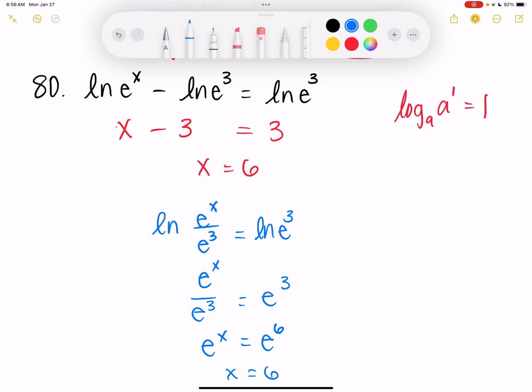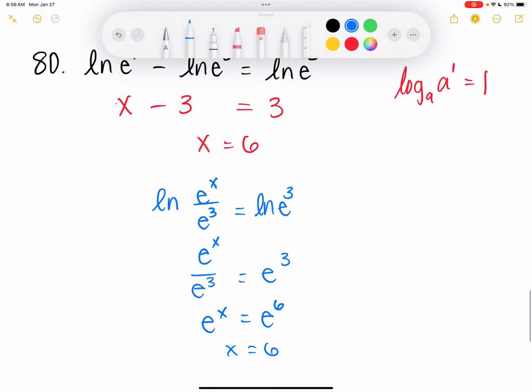Which way did you prefer to do it? The first one. Yeah, the first one. So knowing these properties of logs can obviously help make your life easier. I'm going to get the same answer either way, but if you can do it like this, so much easier. Okay? So don't forget all those properties, even though they were on the last quiz.